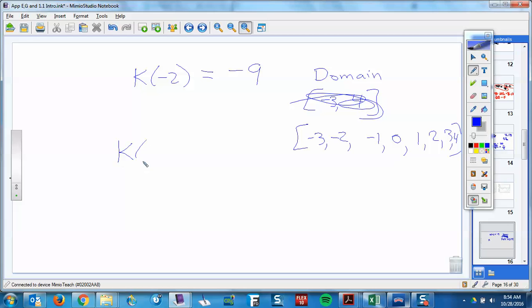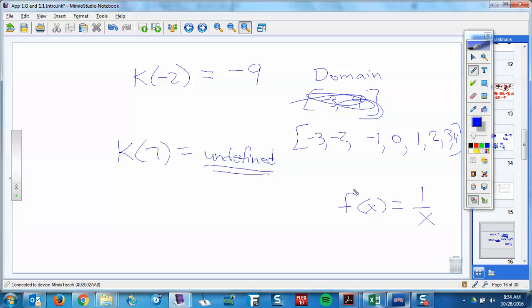So what if I ask you for k of 7? What would you say if I ask you what is k of 7? Oh, that wouldn't be the right language. Bingo. Undefined. Now let's think about that a minute. When do you usually use undefined on a function? Give me an example. Dividing by 0. So if I had the function f of x equals 1 over x, and I asked you for f of 0, you'd say undefined, because 1 divided by 0 is undefined.